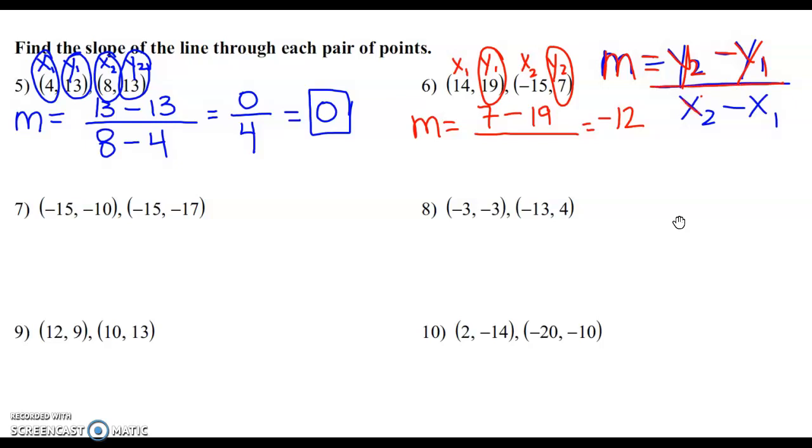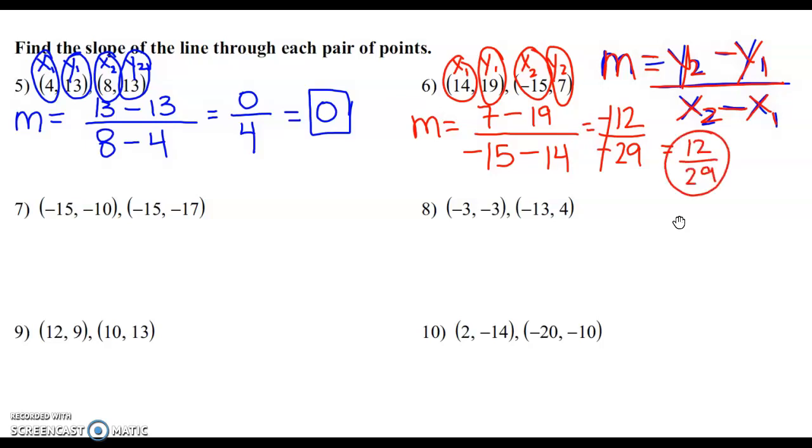Over. Then we have x2 in the denominator, so the second x, x2 is negative 15, minus x1, the first x is 14. Negative 15 minus 14 is negative 29. Negative over negative is a positive. 12 over 29 I can't reduce though, so the slope between those 2 points would be 12 over 29.